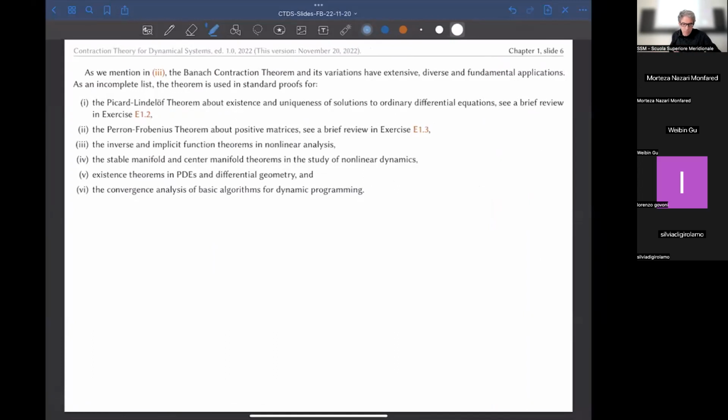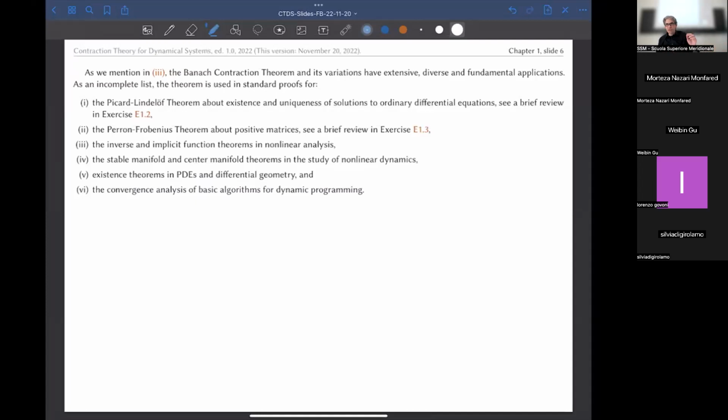Now, let me just remind you, you may not remember this, you may not have studied this, but the Banach contraction theorem is the starting point. It's the key result that allows many theorems in mathematical analysis to work. So, for example, the existence and uniqueness of solutions to ordinary differential equations. The Picard-Lindelof theorem, also called the Cauchy initial value problem. How do you prove that a solution exists? Banach contraction theorem. The Perron-Frobenius theorem.